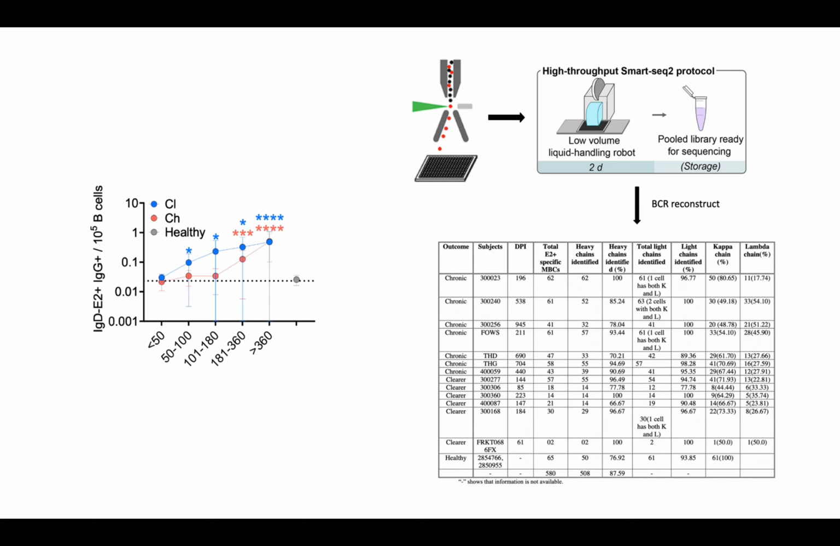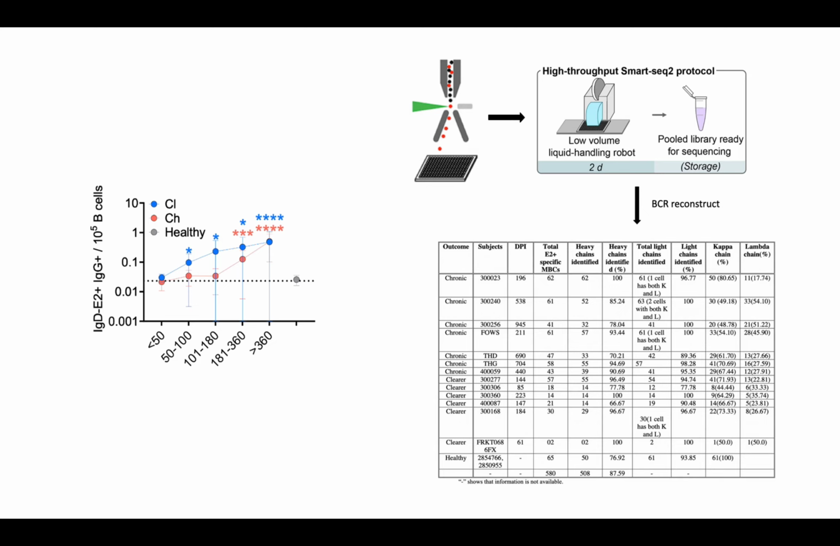So these are the number of B cells that we got from the flow cytometry. There is an increase in B cell numbers over time in the case of clears, whereas there is a slow increase in the number of B cells in the case of chronics. And in healthy, there's a very low number of cells.